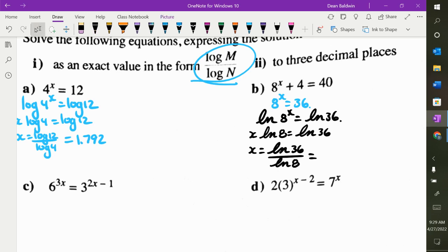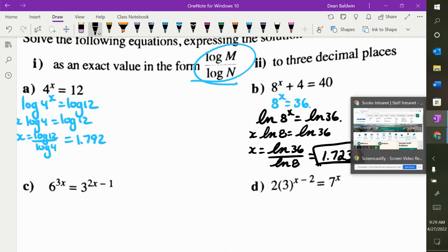I don't know what it is. Anybody know what it is? 1.723. That okay? All right. Before we do the next two, because those are going to change a little bit, I'm going to get you to do just number 1, please.